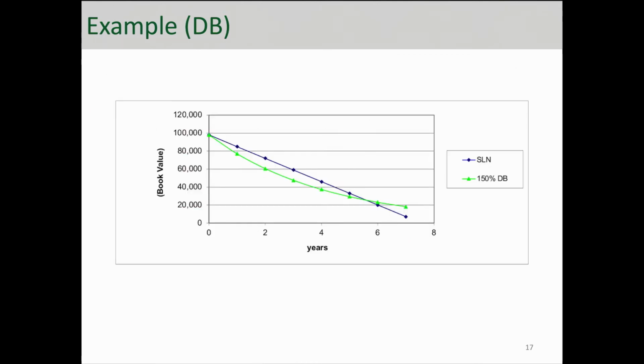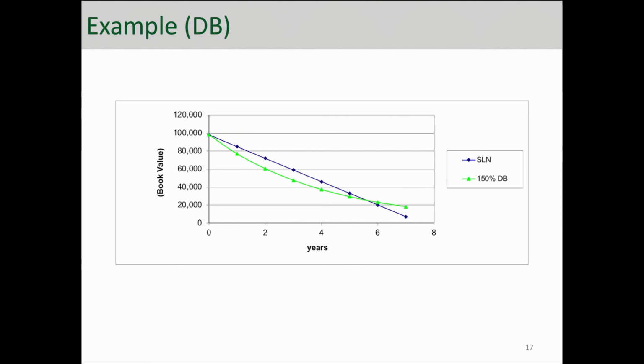If I want to put them in perspective compared to each other, in this graph, you can see that the straight line method depreciates from 98,000, and the 150% declining balance also depreciates from the same place, but the depreciations are different and the book values are different.